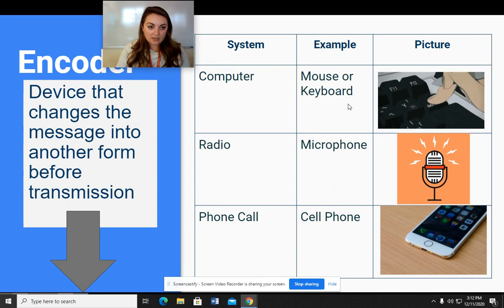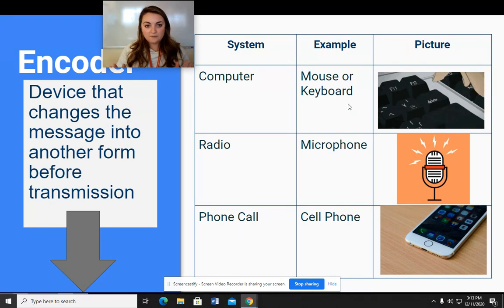That's called encoding. It's taking your human language and making it into electrical signals. It's encoding it into the form that it needs to be in before it can move. Same thing with a cell phone, kind of like the radio. Your phones have a microphone on them, so when you're speaking, they can pick up on your voice and the waves of your voice and then transform or change them into electrical signals.